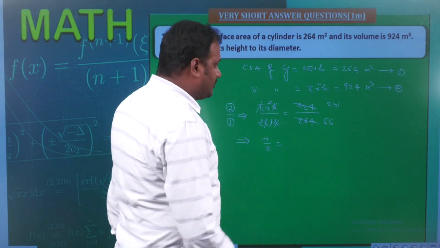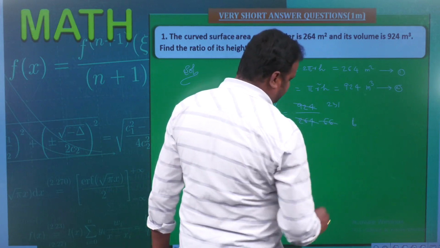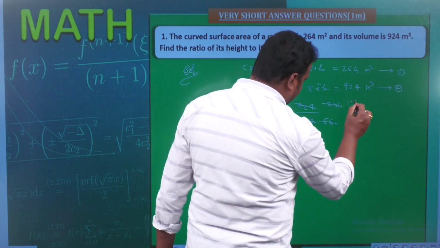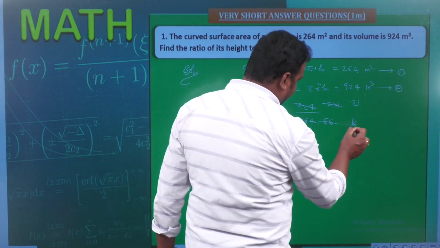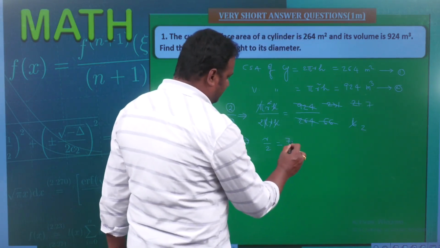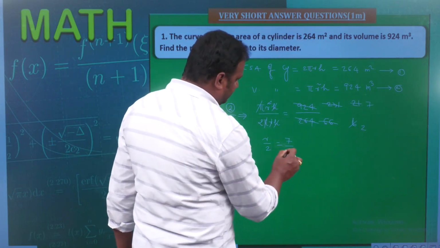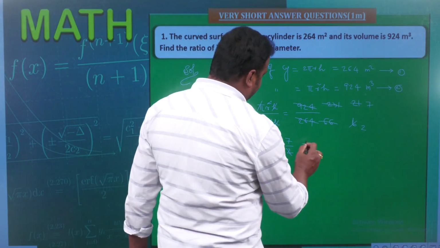Okay. So both of them can be cancelled by 11. 11 6s are 66, 11 2s are 22, 11 1s are 11. Again both of them can be cancelled by 3. 3 2s are 6, 3 7s are 21. So finally r by 2 is equal to 7 by 2. Therefore the value of r is going to be 7.